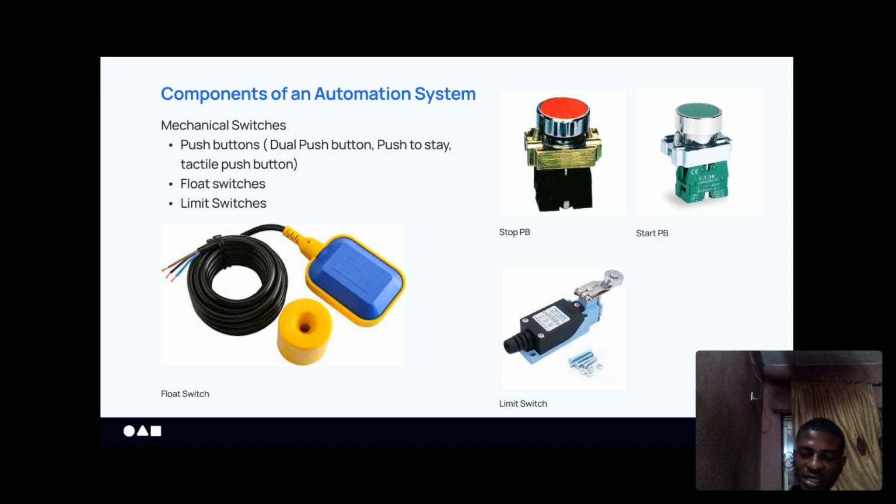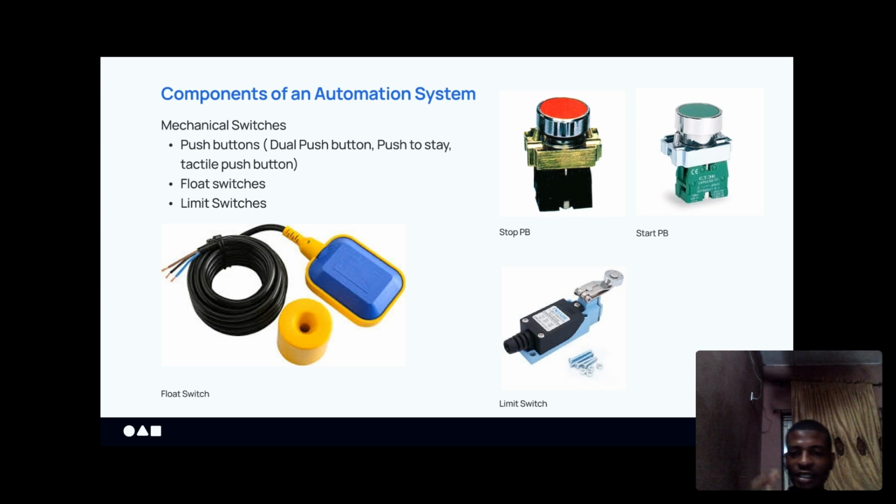So it opens the circuit and all the other components are de-energized. But the start button is a normally open, NO, normally open push button. So when you press it in, it closes the circuit. So that's another concept you should understand going into the whole automation world.